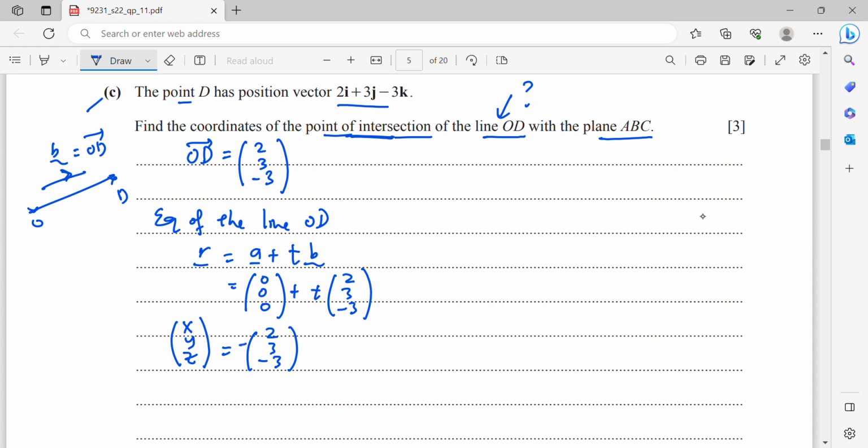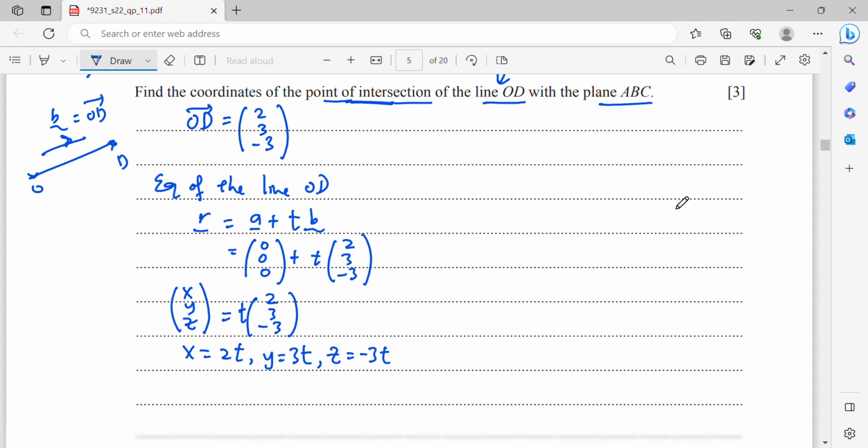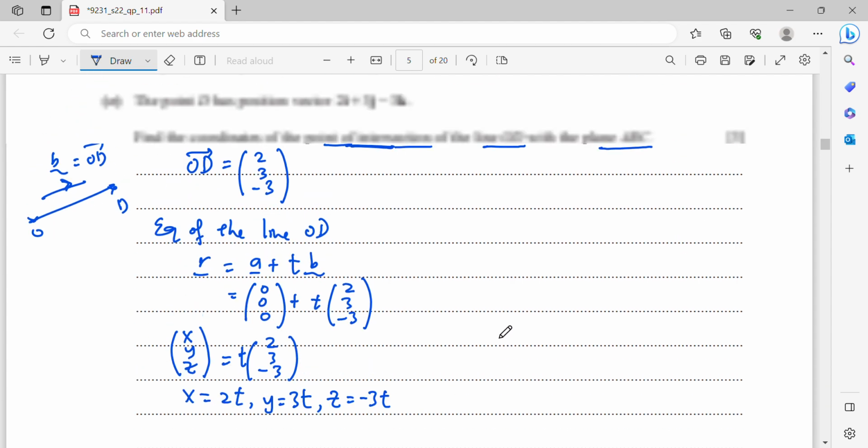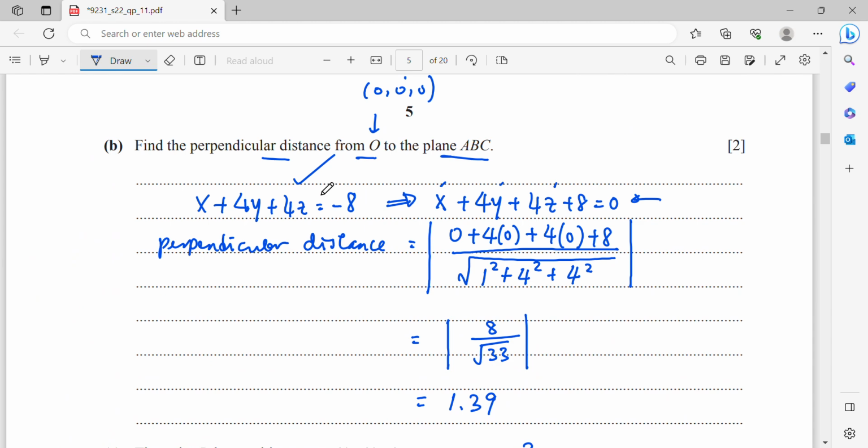Okay, and don't forget the t here. So from here I know that my x is basically 2t, my y is 3t, and then my z is minus 3t. Okay, so now substitute all these three values into the plane equation.